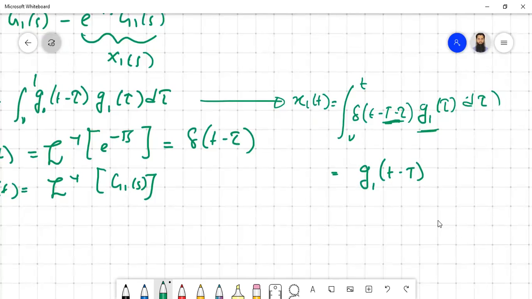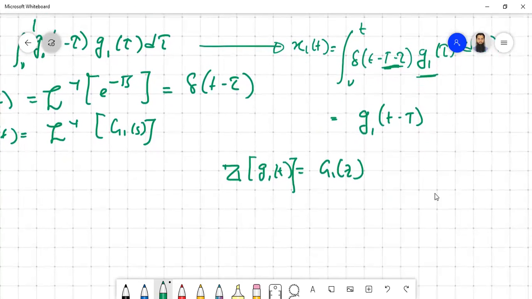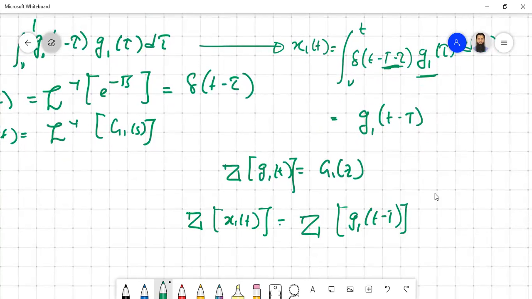Okay, so now we also know the Z transformation of the G(t) time domain function is basically G1(z). And also the Z transformation of X1(t), whatever we have calculated, will give us the Z transformation of G1(t minus T), the delay amount. Okay, so equal to, and this is nothing but a delay by one time unit. So z inverse G1(z).